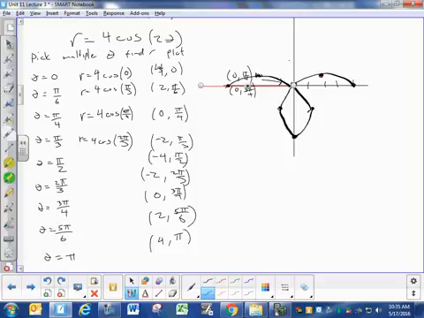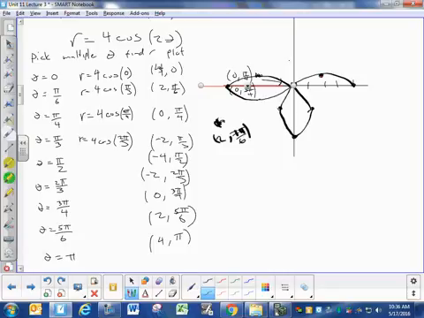Where do you think the next point would be located? Yeah, right here. This would be the point. The angle would be 7 pi over 6, and I'd have a radius of positive 2. So 7 pi over 6, 1 pi over 6 after 6 pi over 6, 2. Then I would go to 5 pi over 4, 0.